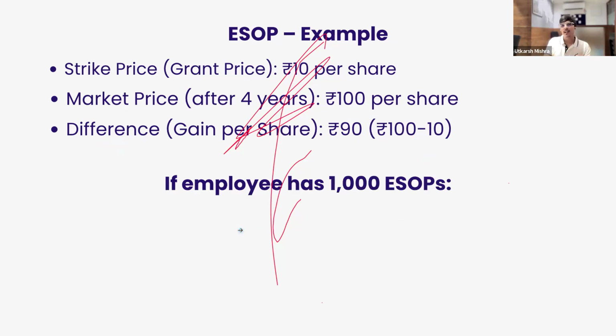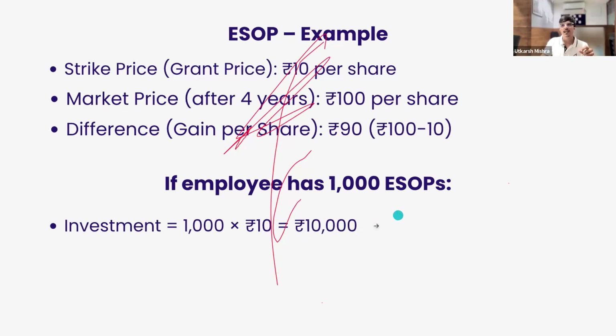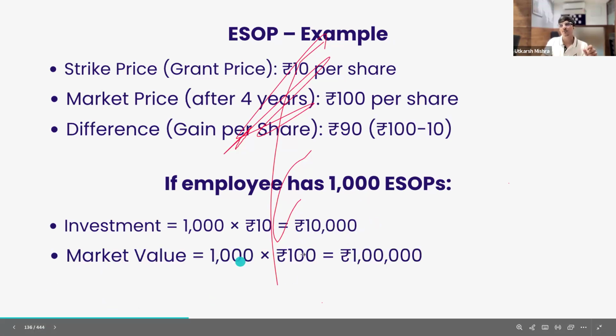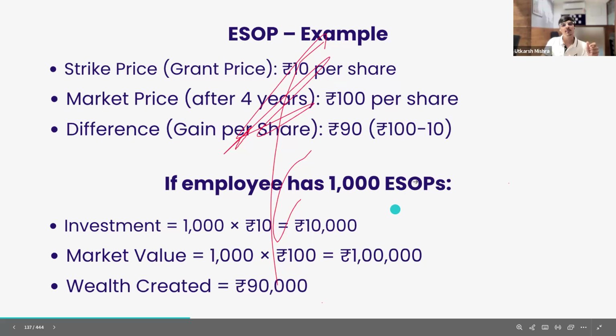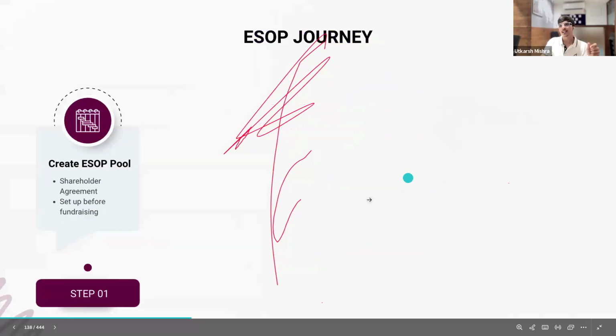And let's say you are an employee and you have 1,000 ESOPs, then the investment would be 1,000 shares multiplied by 10, which is the strike price at which you receive the ESOPs. Now the investment is 10,000. And after 4 years, the market value, at 100 rupees as we discussed earlier, is now 1 lakh. So wealth created would be 90,000.